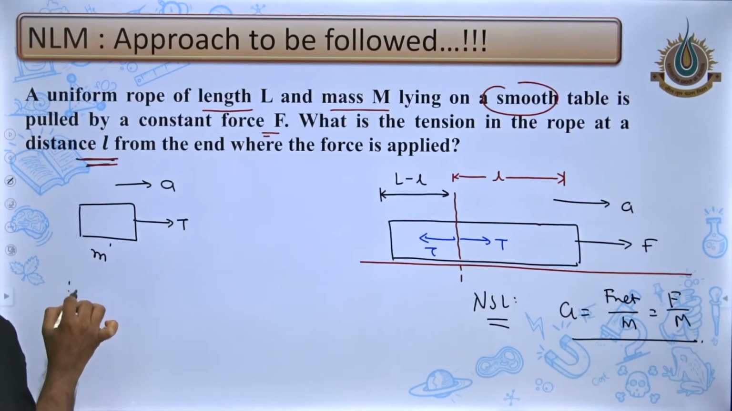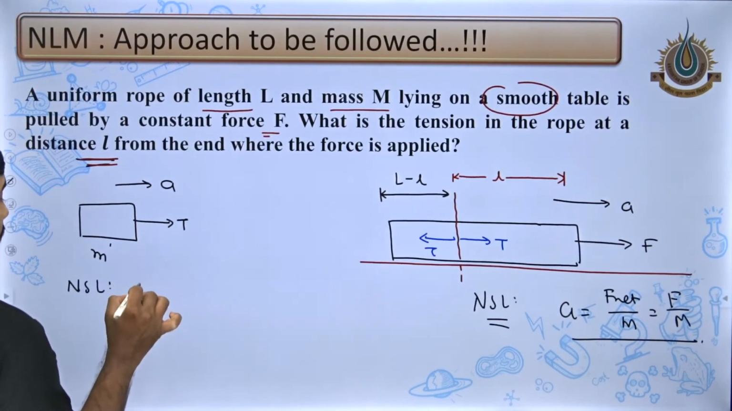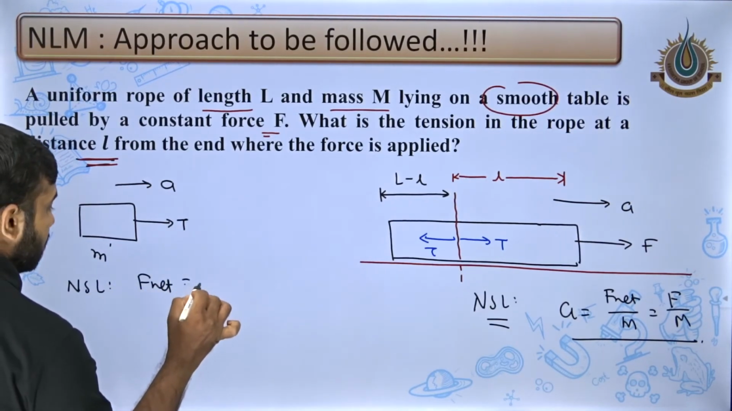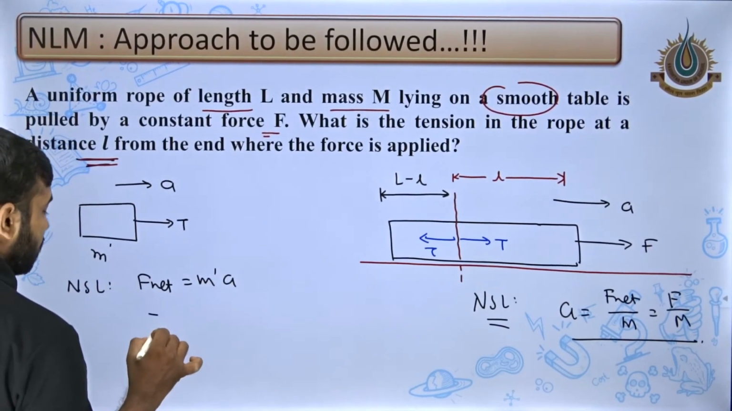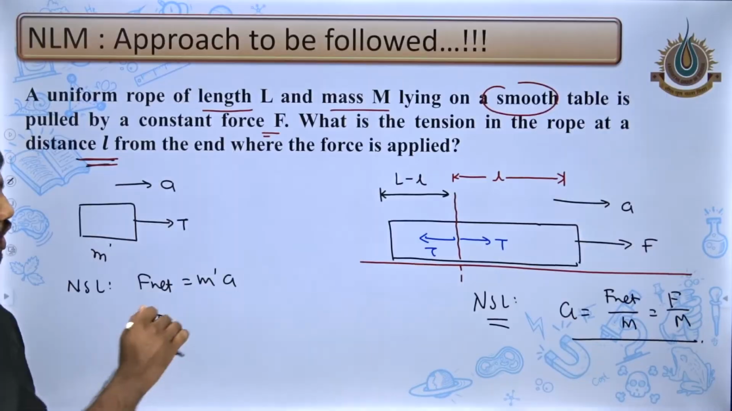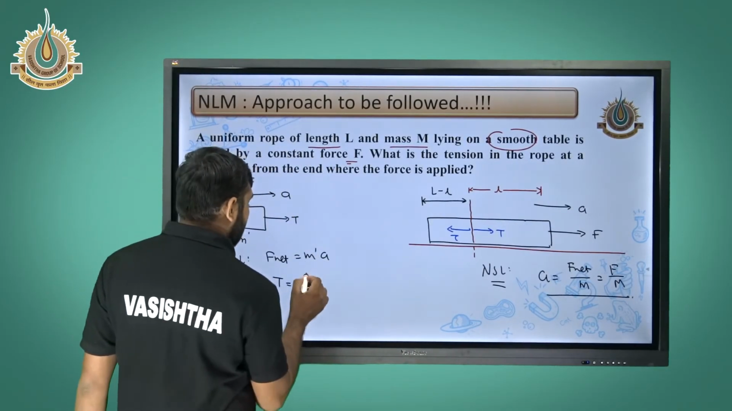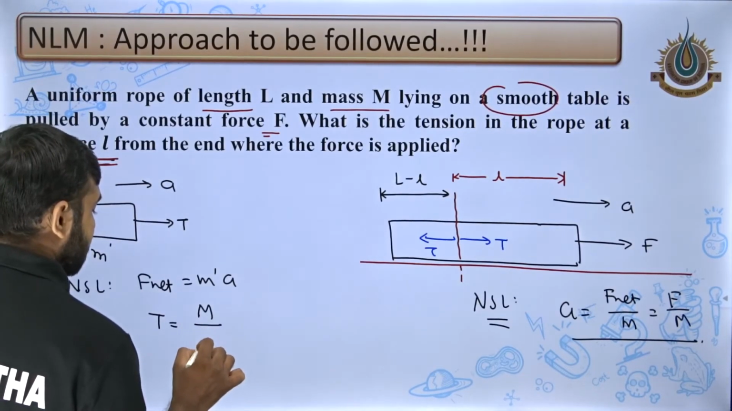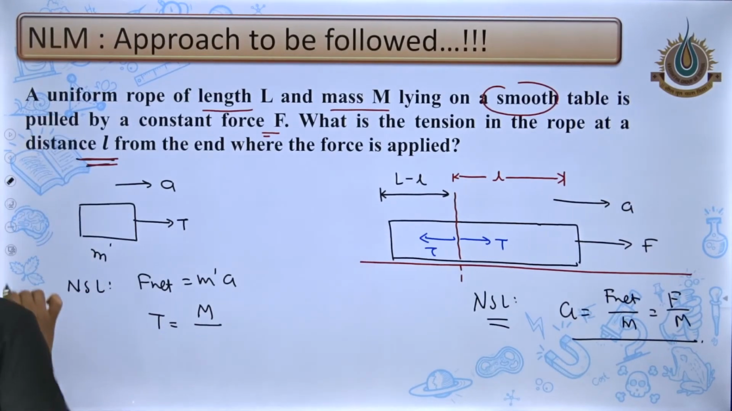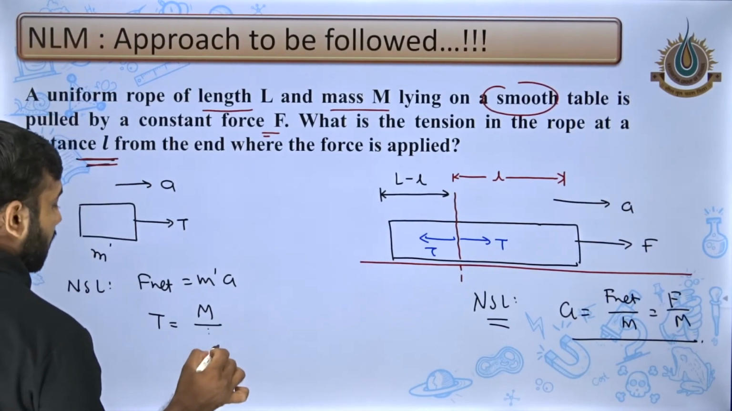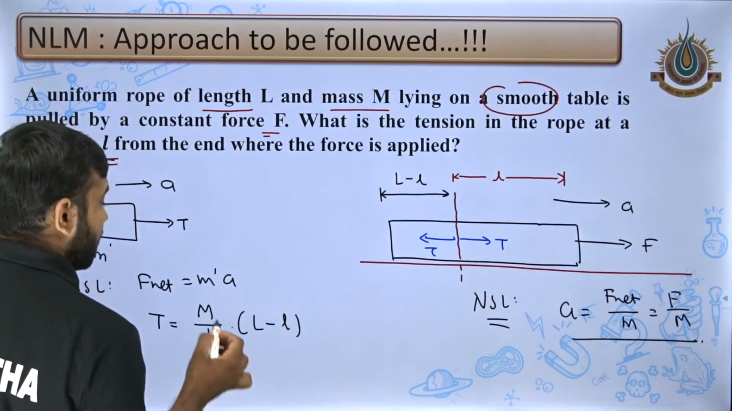तो आंसर क्या हो जाएगा? As per the Newton second law, you just write it Newton second law. F net is equal to m dash A. Okay. What is F net over there? T is equal to what is m dash? Total mass of the wire is m. So what is the mass of the small portion? That is the mass density. So mass density is given by m upon L into length of the wire. So that is a L minus L into acceleration.